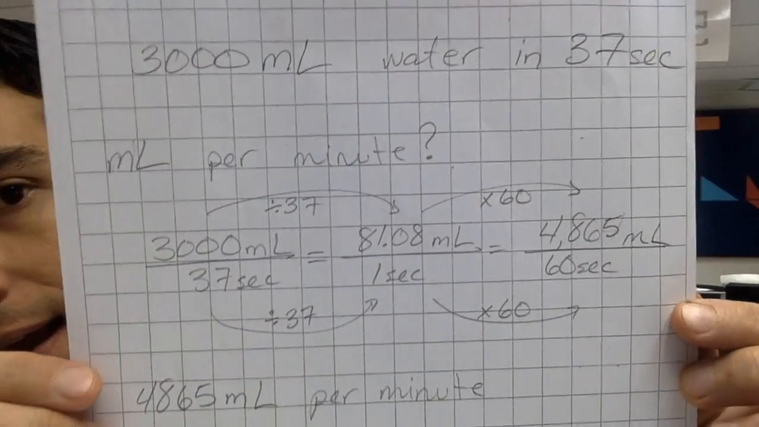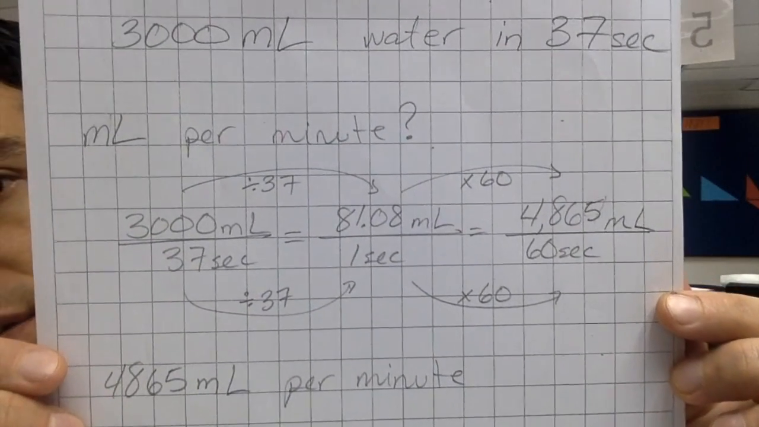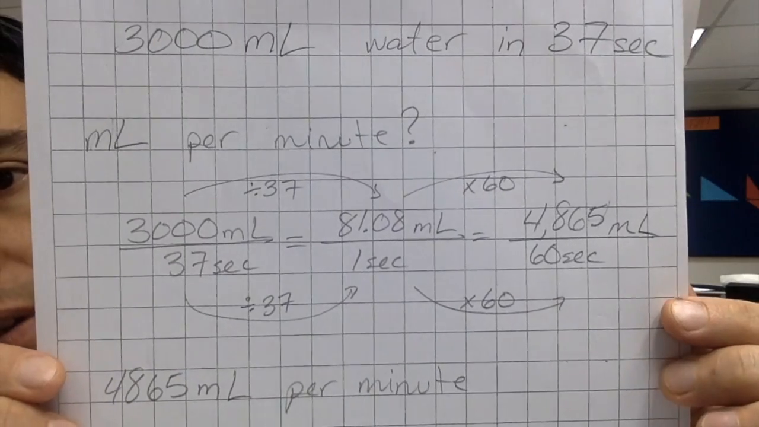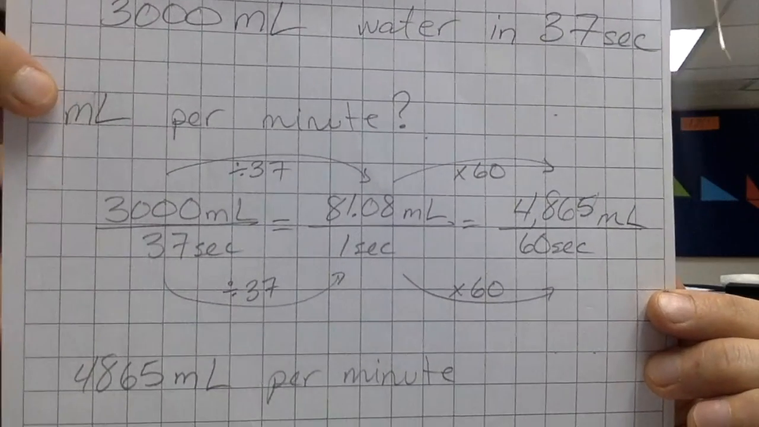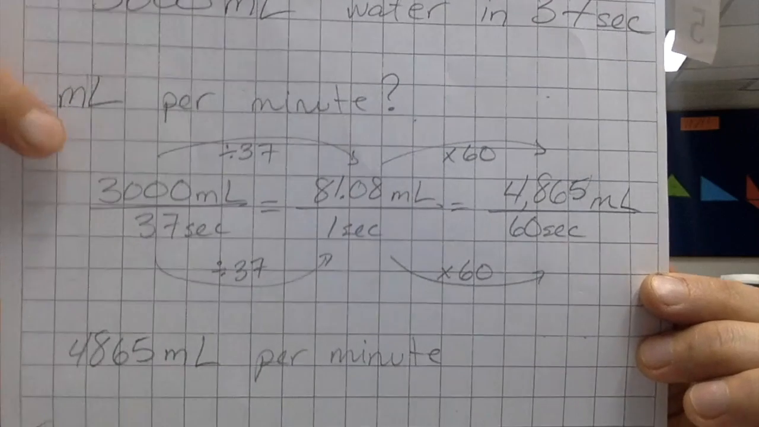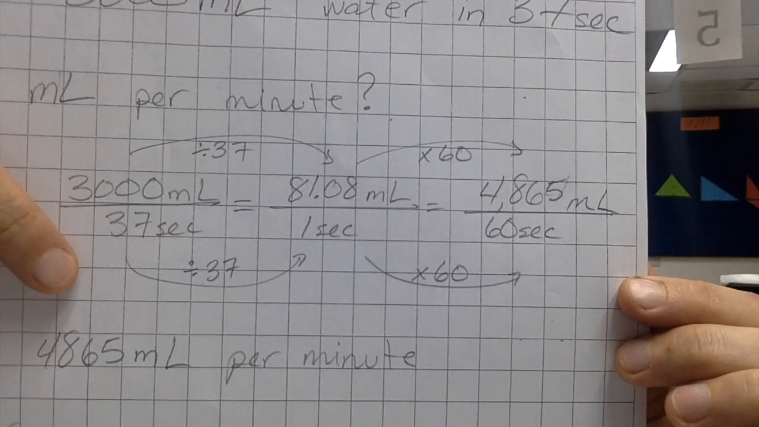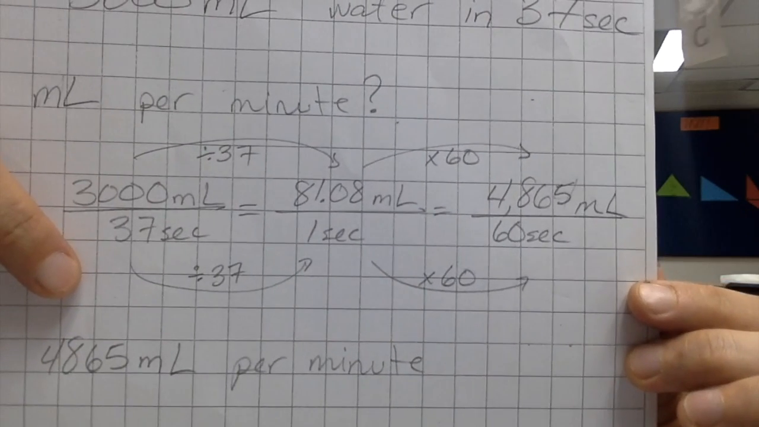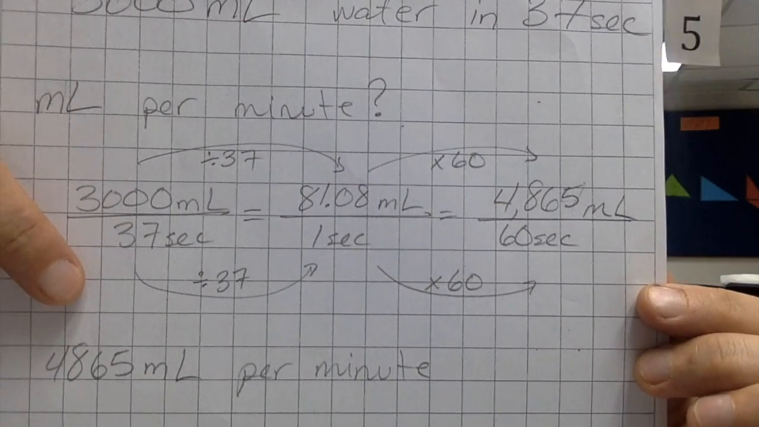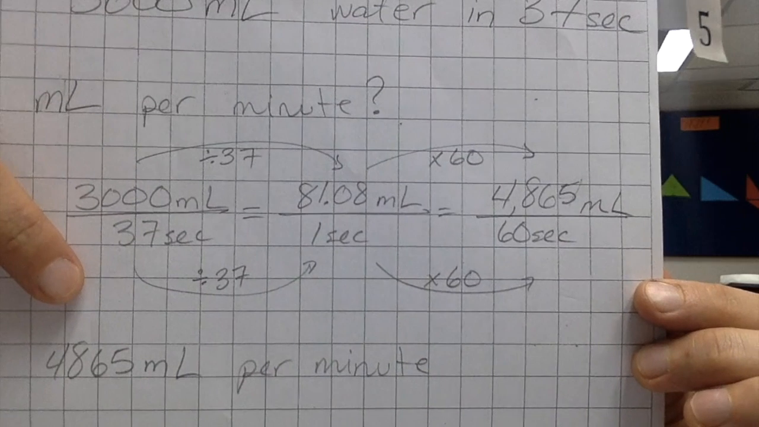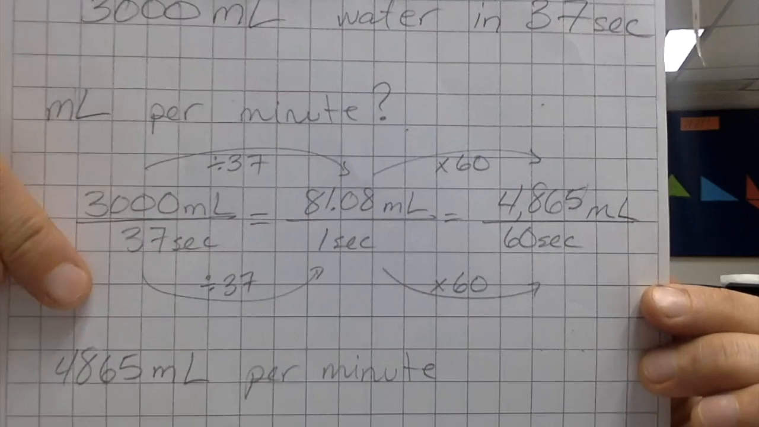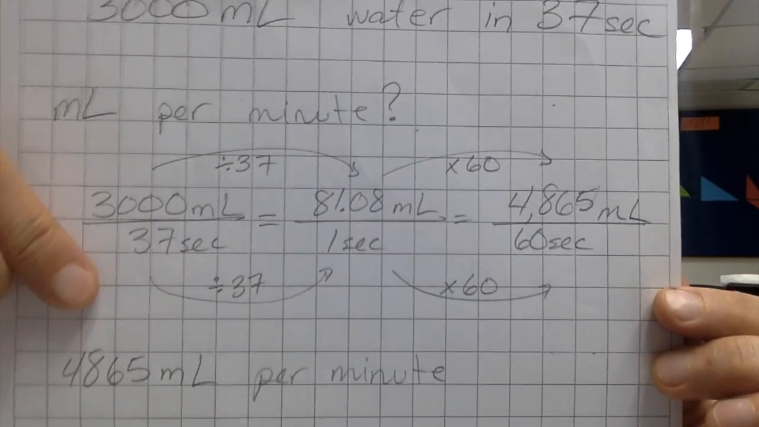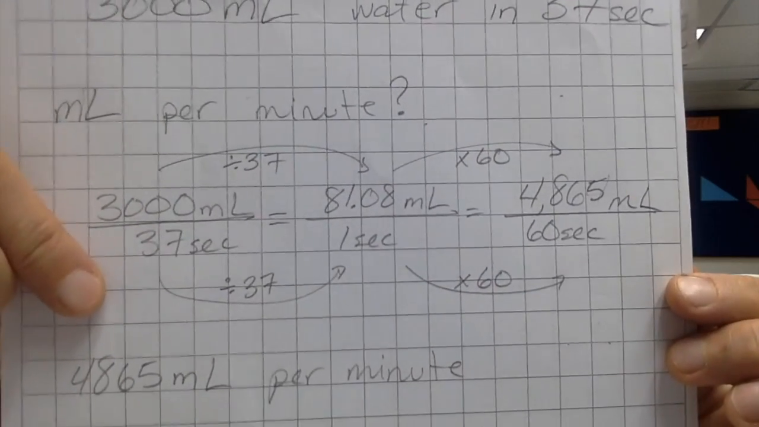So I did some calculations. And here you can see I wanted to find out a unit rate. I wanted to know how many milliliters per minute. And I did my conversion to find out how many milliliters per 1 second, and then I multiplied by 60 to find out that there are 4,865 milliliters per minute coming out of that sink.